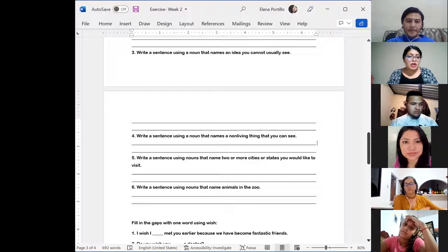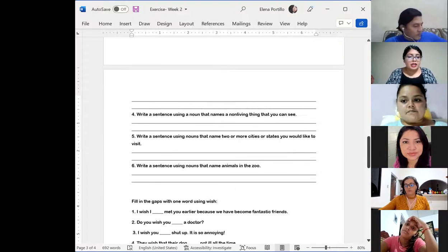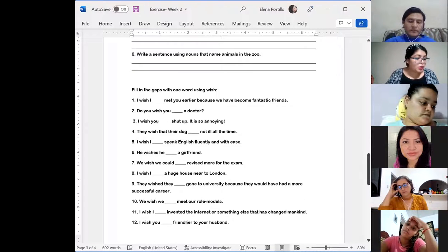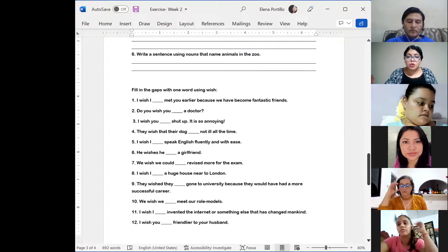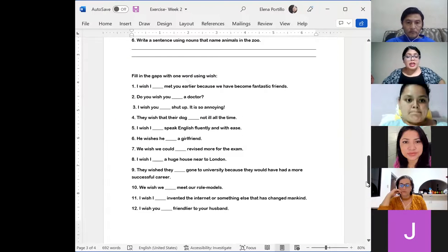And number six, write a sentence using nouns that name animals in the zoo. Who wants to read the sentence for number six? Me, teacher. Tell me. The lion is the king of jungle. Oh, that's good. Thank you. So then we had the sentence to talk about wishes. So we had 20 sentences, and you have to write the gap with the correct word.